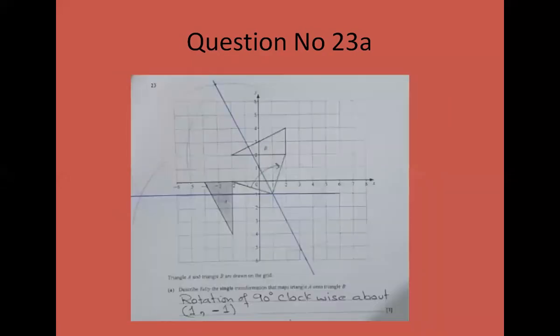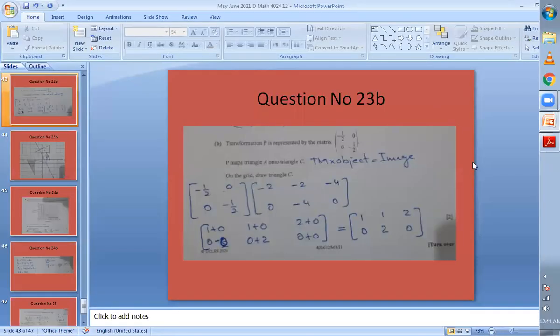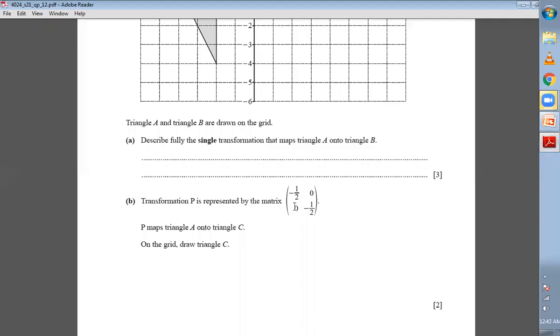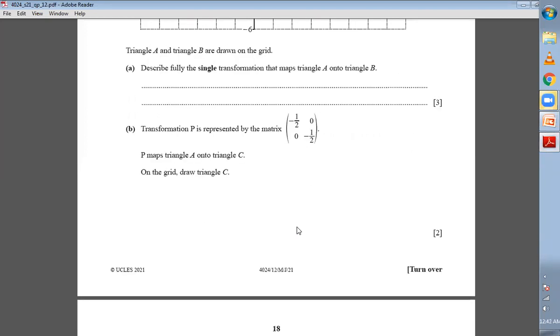So here I have described that the transformation is a rotation of 90 degrees clockwise about the point (1, -1). Then in part B, let me read the question first. It says that the transformation P is represented by the matrix -1/2, 0, 0, -1/2. P maps triangle A onto triangle C. On the grid, draw the triangle C.